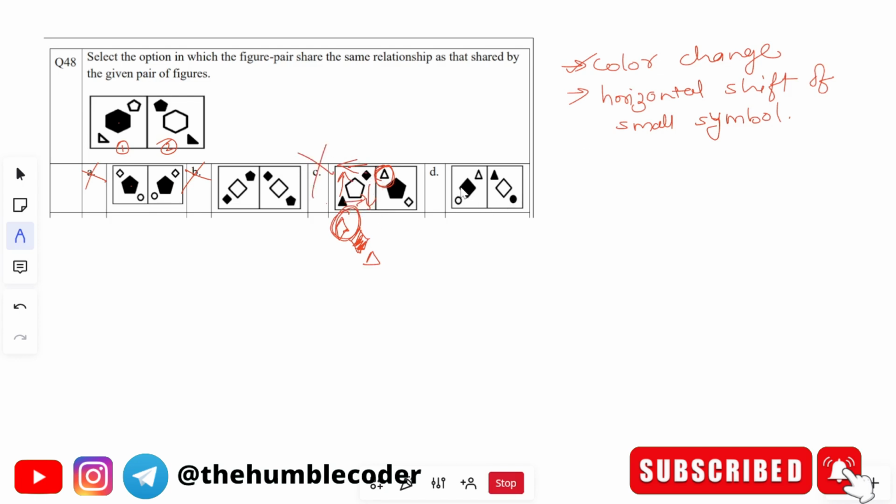Let's see the last one, if it is following or not. So the color change is happening. Okay, this one was white, it is getting black, black to white, white to black. Okay, this is following. Okay, horizontal shift is also happening. So triangle is going there and circle is going here. So this one is the correct one in this case. Okay, so the correct answer for this question is going to be option number D. Hope you have understood it.